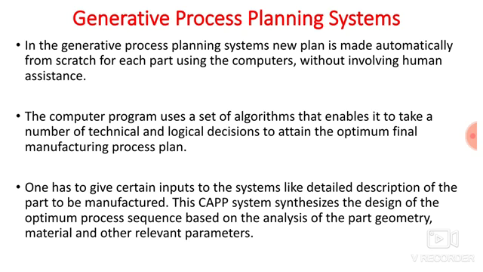One has to give certain inputs to the system, like a detailed description of the part to be manufactured. In variant process planning, you have to give a GT code to the system, whereas in generative process planning, you have to describe the part. Then this CAPP system synthesizes the design of the optimum process sequence based on the analysis of the part geometry, material, and other relevant parameters. Once the details of the part are given, then the programming is done and you will get a final process plan.